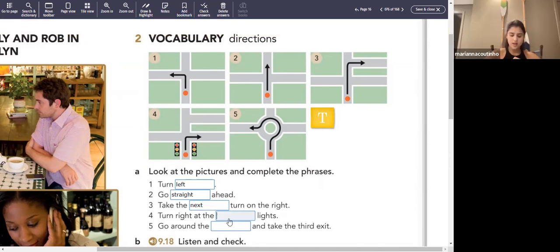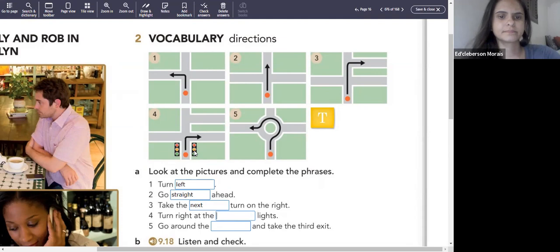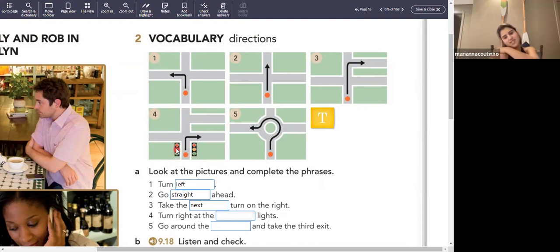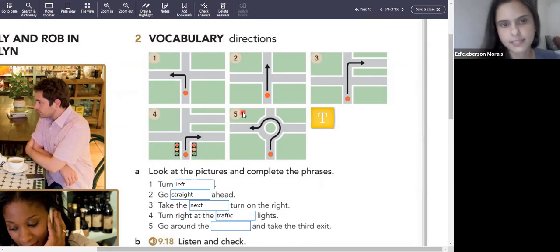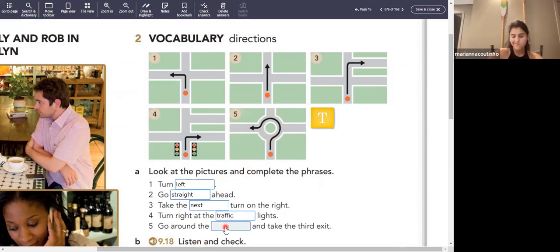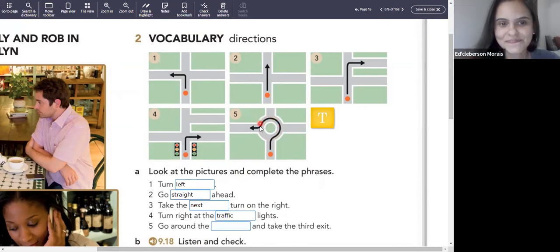Turn right at the traffic lights. Look at here, the name of this. Lights. The traffic lights. Turn right at the traffic lights. And number 5? Go around the... Do you know the name of this? The traffic circle.